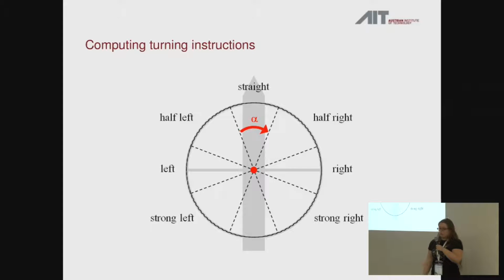Then you have to compute turning instructions. That's rather simple. It's just a matter of taste. How many of these sections you have. You could just have straight, left, right, or have it a bit more fine-grained like this. Also how wide the angle is for straight. There are discussions in dozens of papers what this angle alpha should be. But really, there is no right and wrong here. You can test it with your users if they have a certain preference, but it's just a parameter for the algorithm.